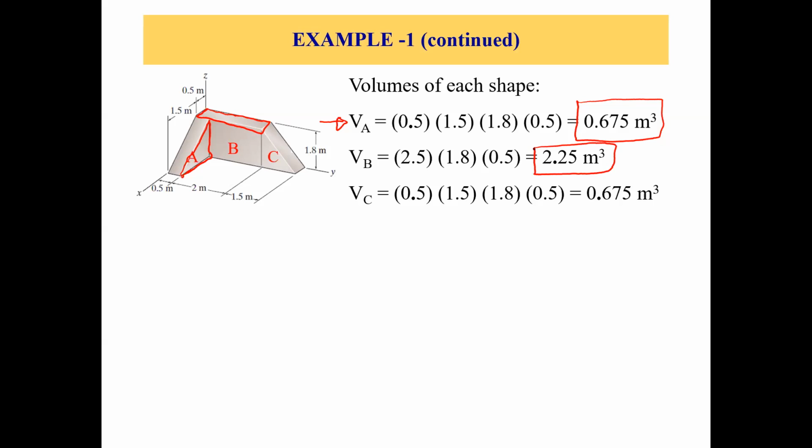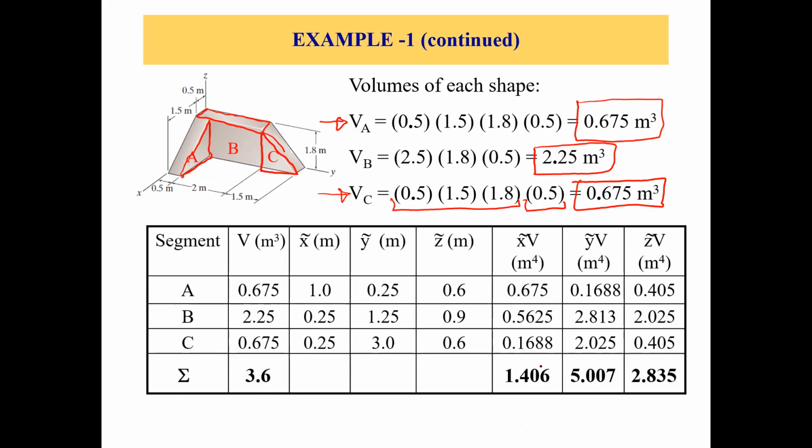Now we come to part C. This is your part C, a triangular element, a triangular volume element. Again, the area of the triangle times thickness will give us the volume of this triangular element, part C. So V sub C equals the area times the thickness, so you'll get 0.675 cubic meters as the volume of part C. Now we have the volumes of each of the parts.